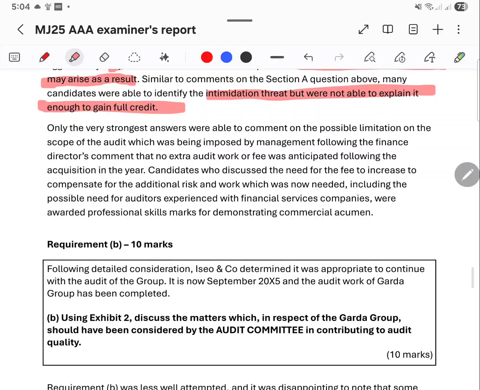Now, the very strongest answers were able to comment on the possible limitation on the scope of the audit being imposed by management, following the finance director's comment that no extra audit work or fee was anticipated following the acquisition in the year. Candidates who discussed the need for the fee to increase to compensate for the additional risk and work, including the possible need for the auditor's experience with financial services companies, were awarded professional skills marks for demonstrating commercial acumen.